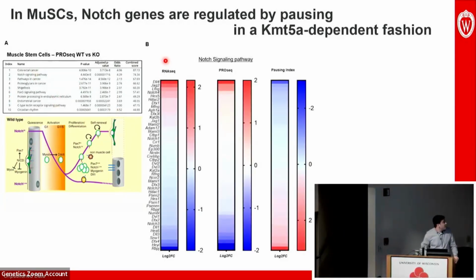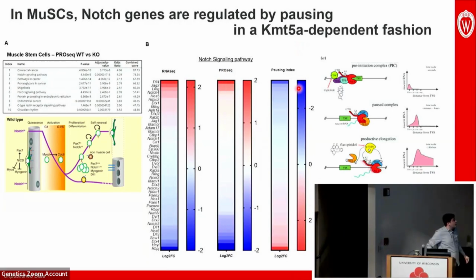So we compared our RNA-seq data, PRO-seq data, and the pausing index. If you're not familiar with what pausing is, some genes, not all of them, are regulated this way. It's a fine-tuning mechanism, and it's still unclear exactly why, but that's what we're studying in the lab.